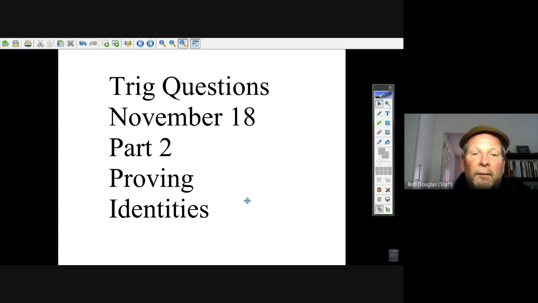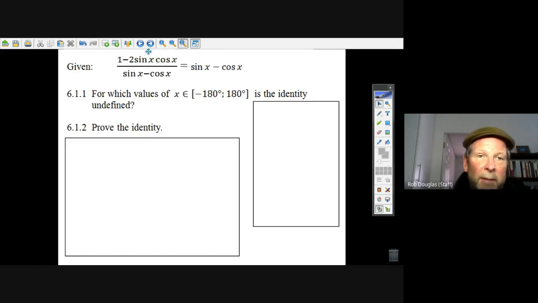Okay, this is the second trig question in the November 18 official high school paper, grade 11 paper, all about proving identities. It starts off here, but actually before you start proving it, they ask you something: for which values of x between minus 180 and 180 degrees is the identity undefined?